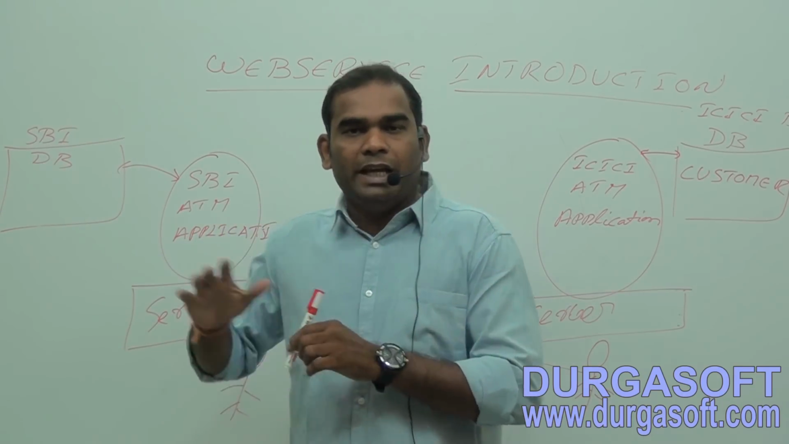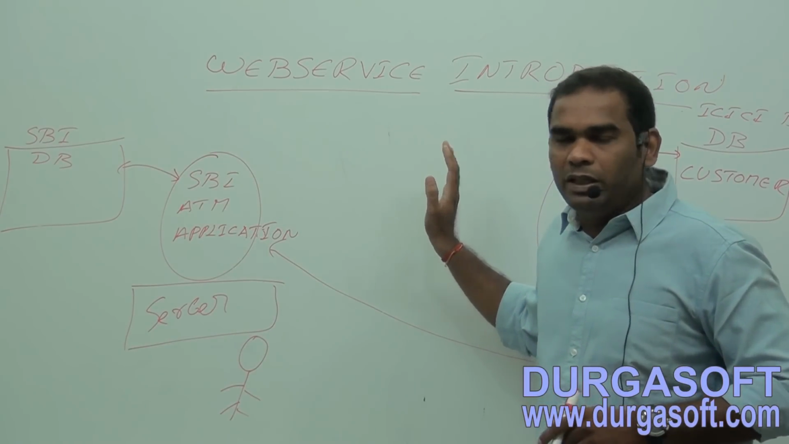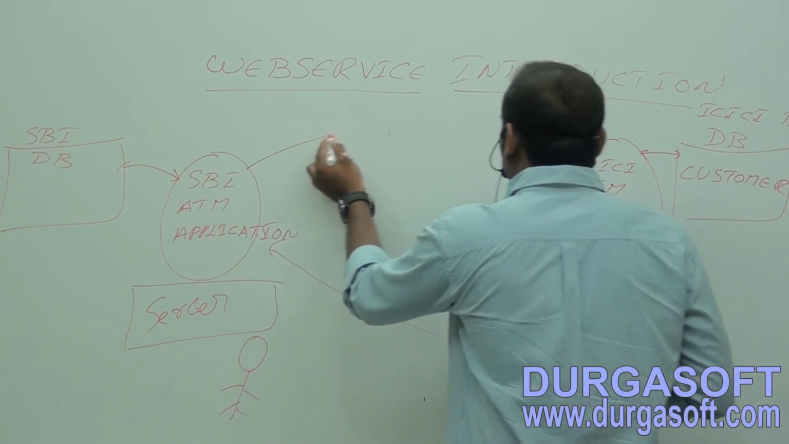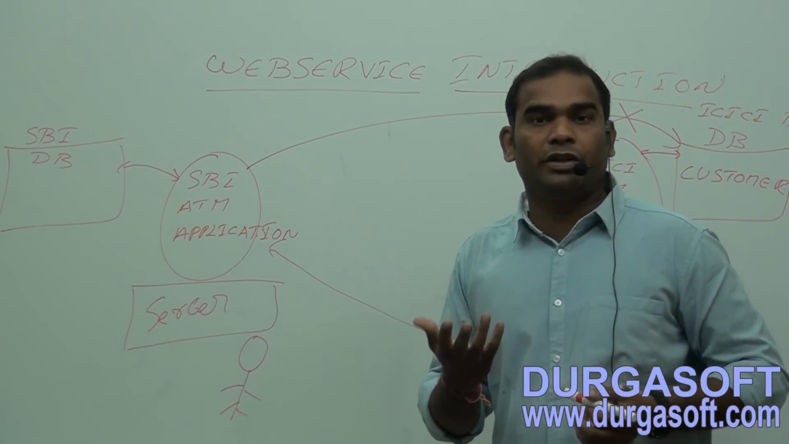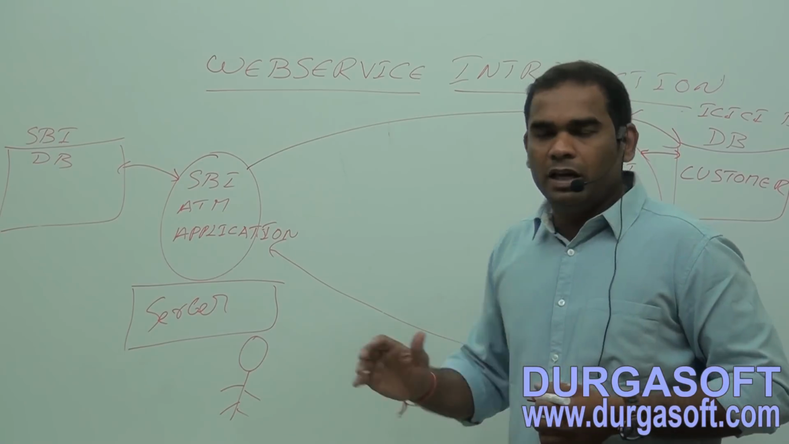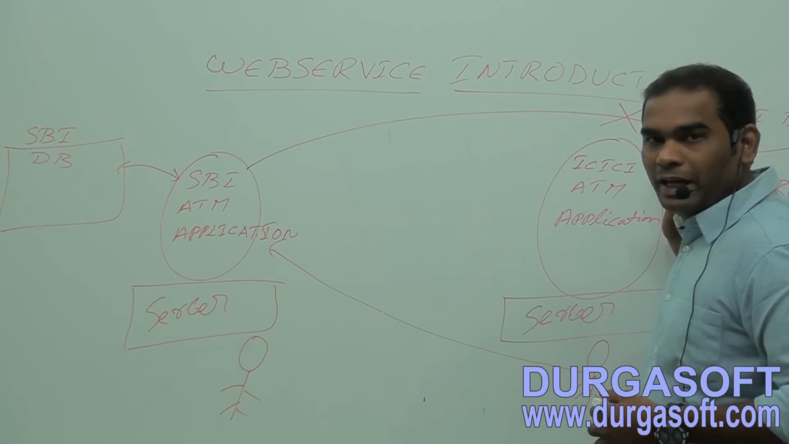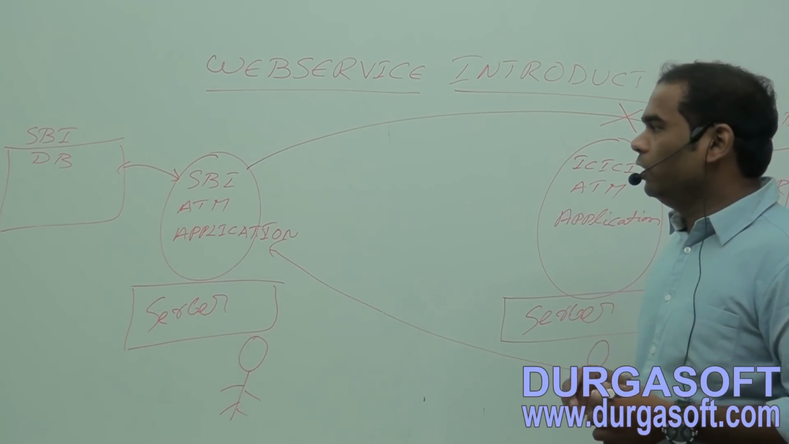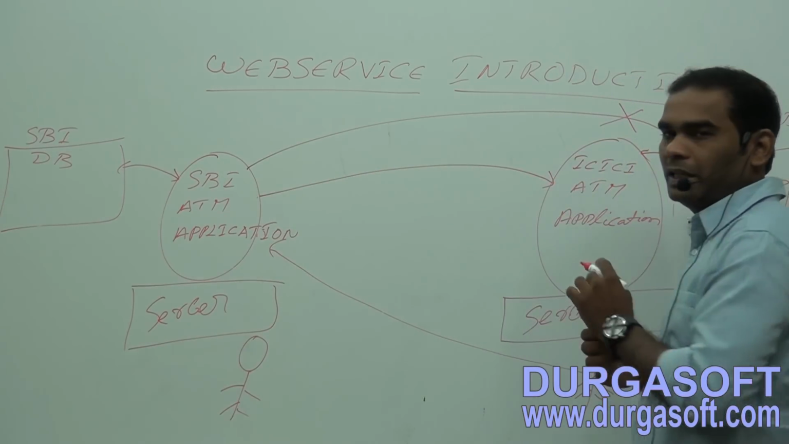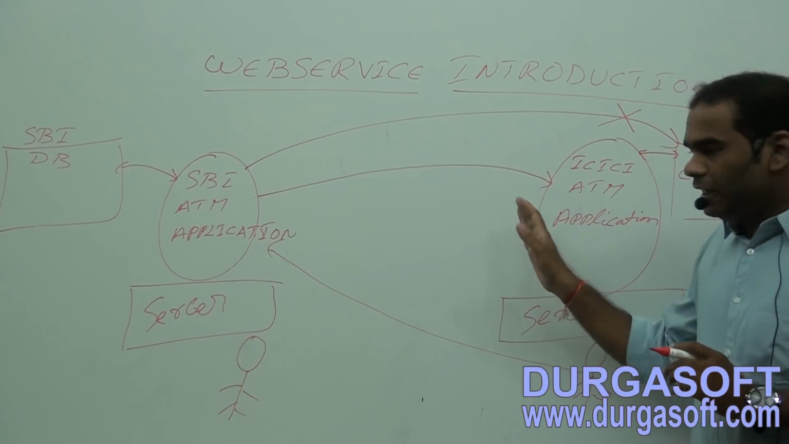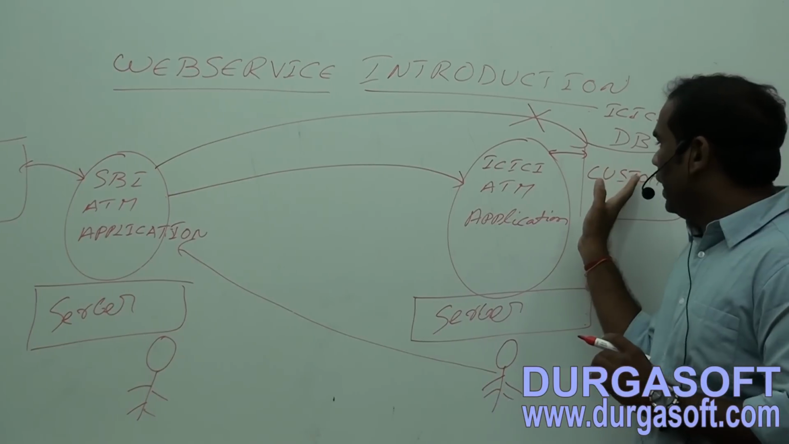Then how does this SBI ATM application interact with the ICICI Bank application here? The SBI Bank ATM application will never directly interact with the ICICI Bank database, because of security reasons. ICICI Bank will never provide direct access to their database. So instead of that, what will they do now? This SBI application will interact with this ICICI Bank ATM application here. The ICICI ATM application, again, internally interacts with the ICICI Bank database here.